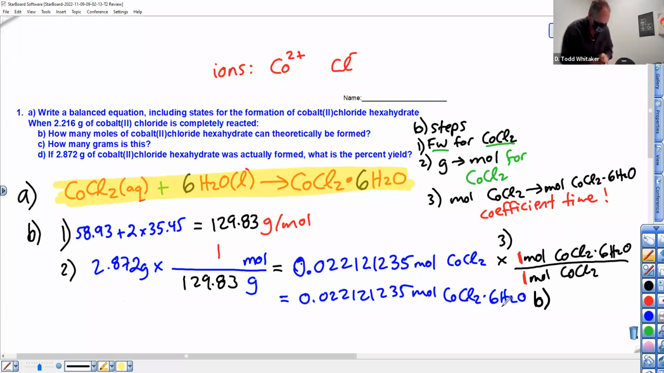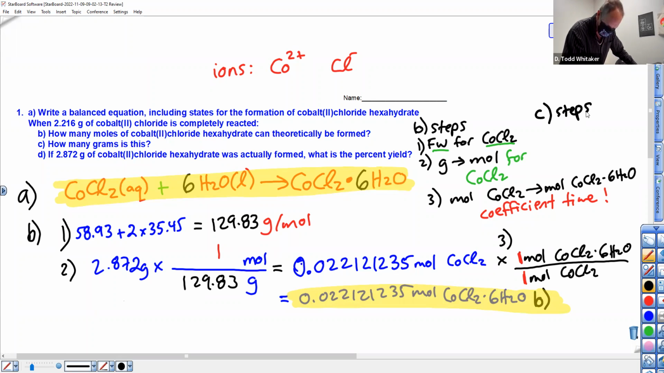And there's your answer for B. And you want your answer for C? C, how many grams is this? So C steps. Although I shouldn't have to give you this one. Moles to grams. So you need the formula weight of COCl2·6H2O.